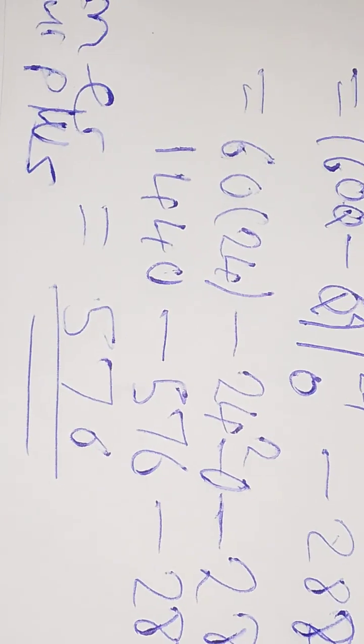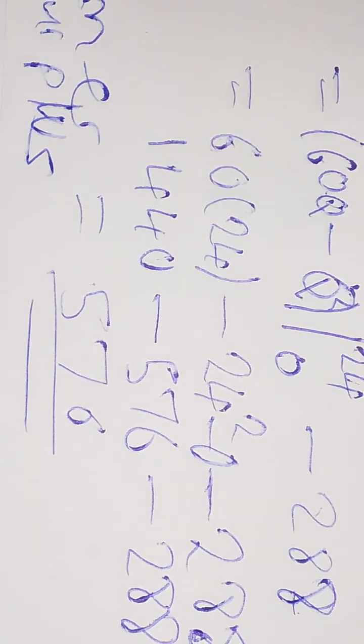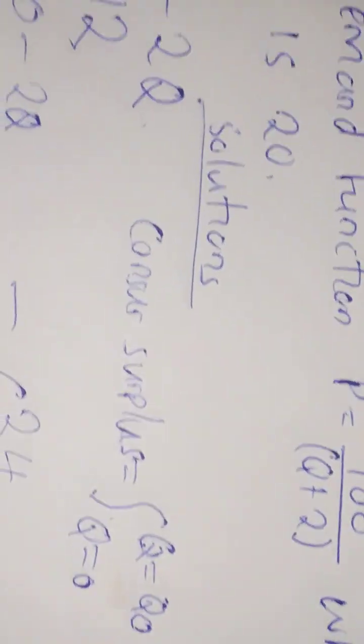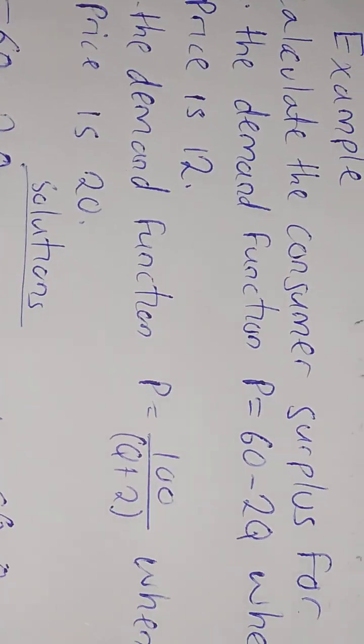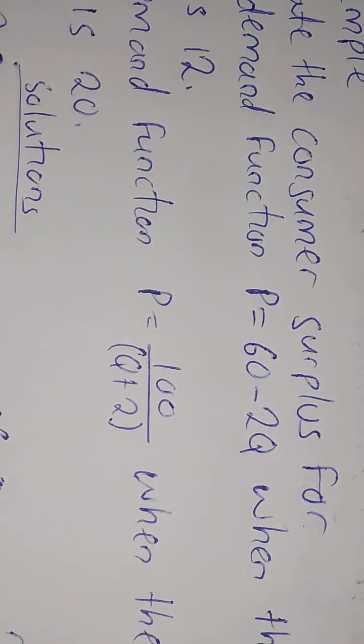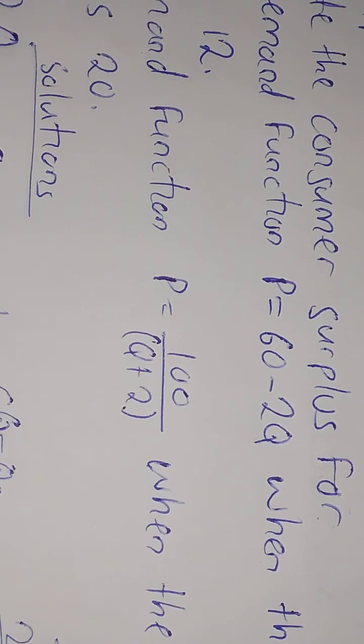So question 2: the demand function P is equal to 100 over Q plus 2, when the market price is 20. This is a simple question that you will do by yourselves. At least you have done question 1, so you have the concept to know how to go about it. So answer question 2.